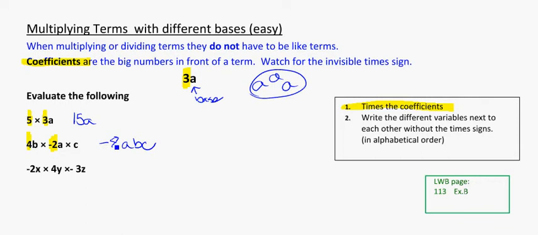And those are still all kind of timesed together. You can imagine the invisible times signs in there. We just don't write them. So again, that was just the two big numbers times together, and then we write out the bases next to them.